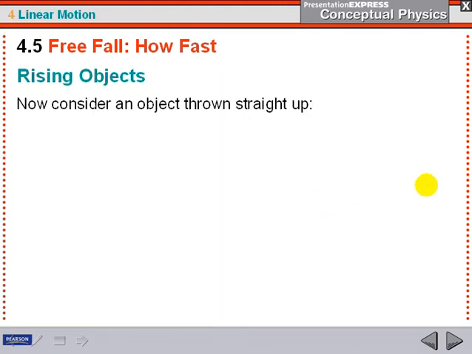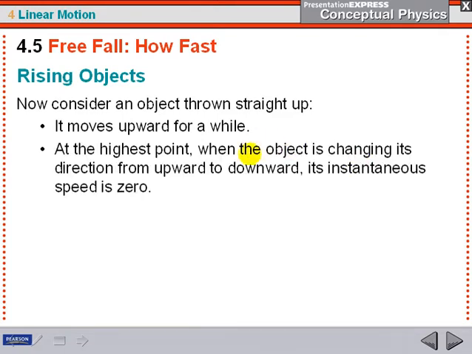Now let's throw an object straight up, and this is actually very similar. It's going to move upward for a while, then what is it going to do? It's going to stop. At the highest point, the object is changing its direction to go from upward to downward, so its speed is going to be, at that point, 0 for just an instant. It's going to have no speed whatsoever as it turns around.